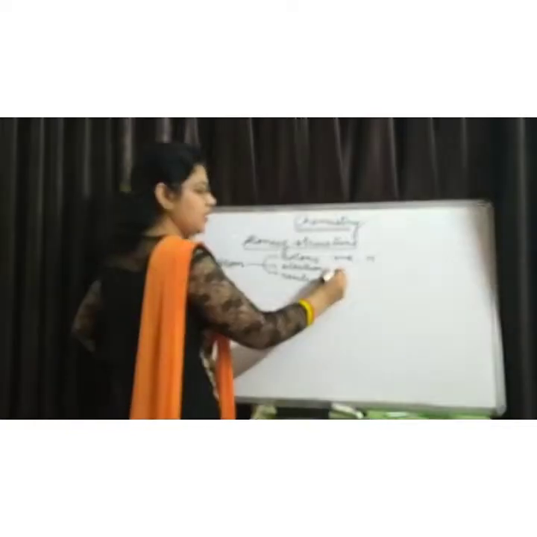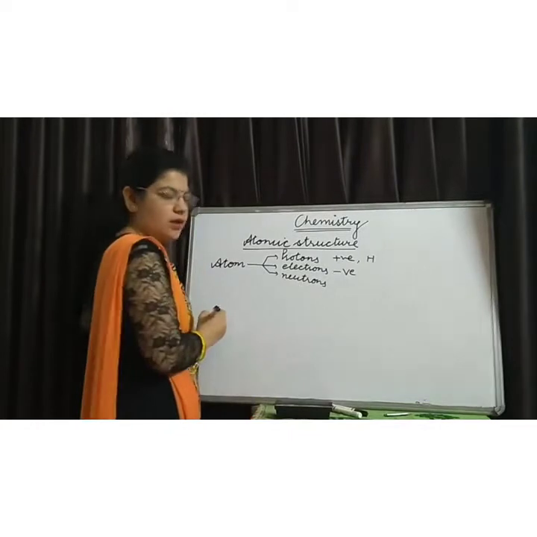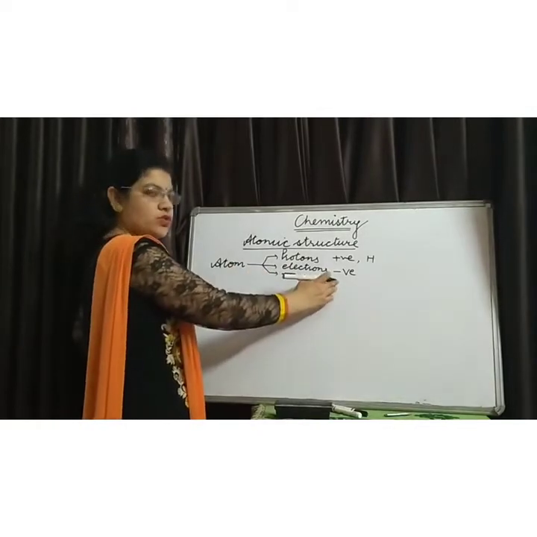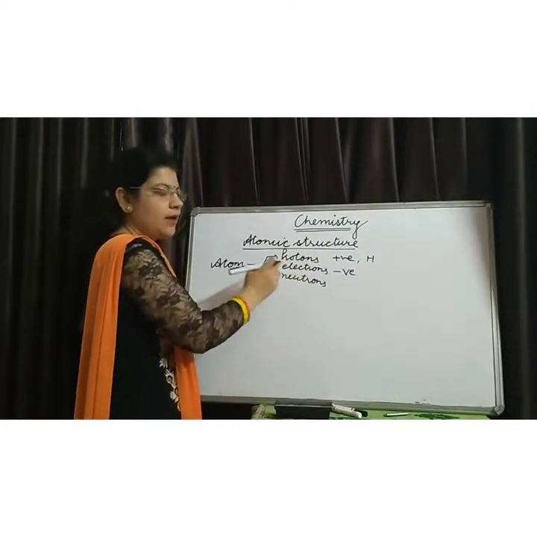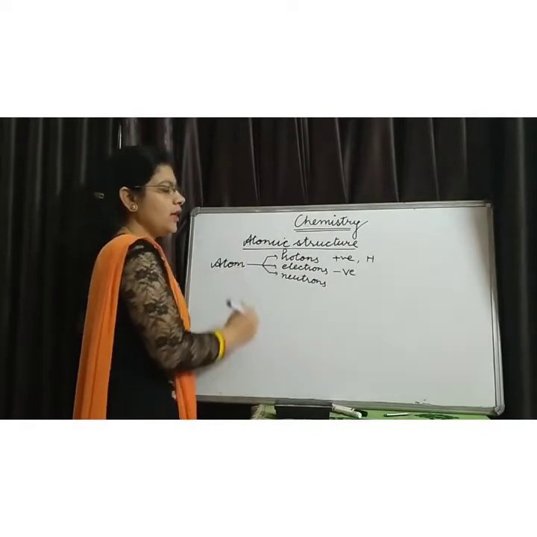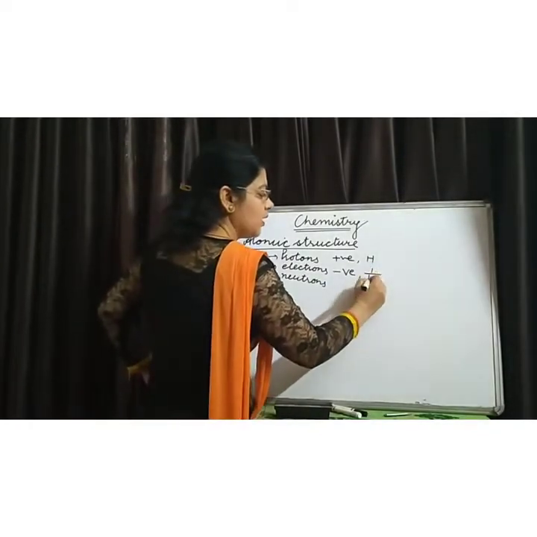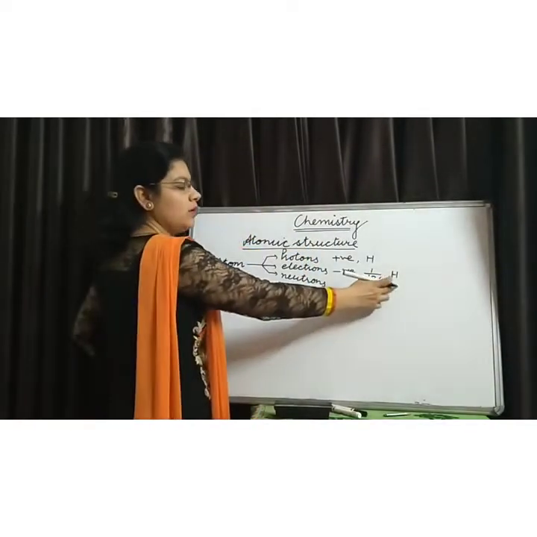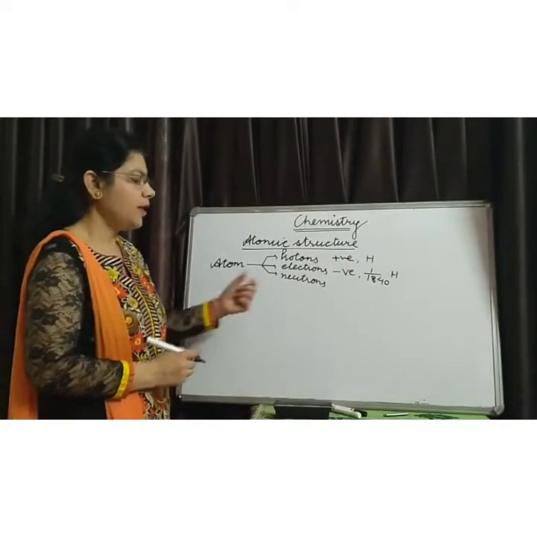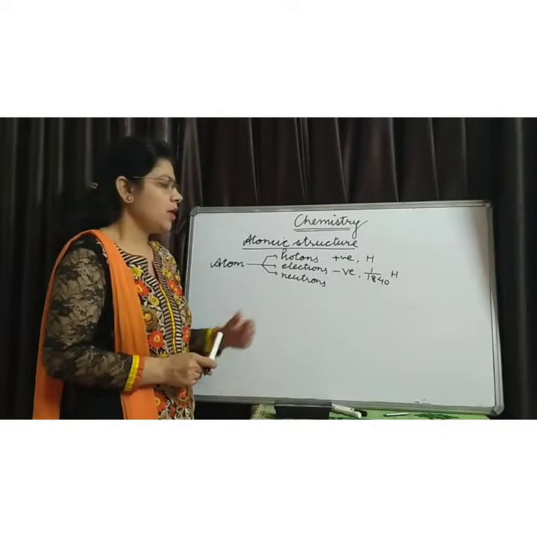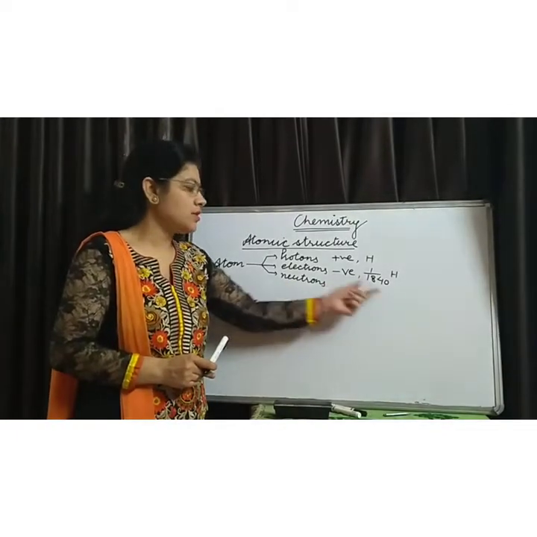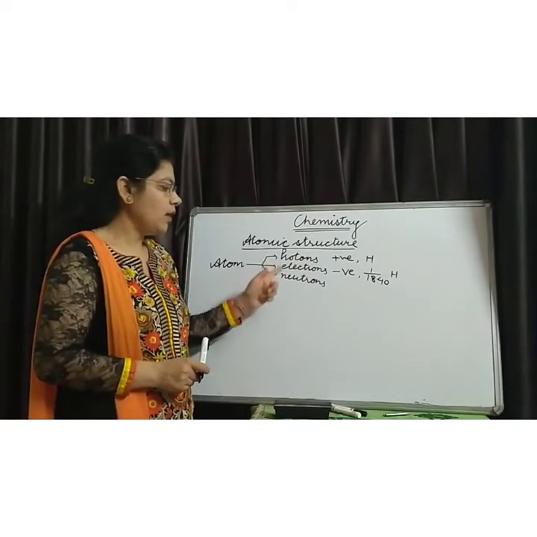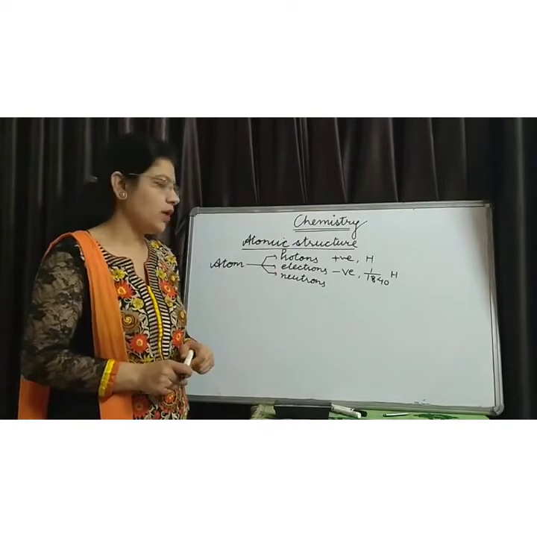Electrons carry 1 unit negative charge. Electrons are the fundamental particles of the atom which carry negative charge, and the mass of one electron is approximately 1 by 1840 times that of one hydrogen atom. It means electrons have negligible mass as compared to the mass of protons. Also, we can neglect the mass of one electron.